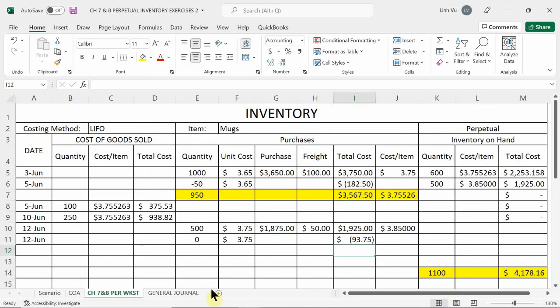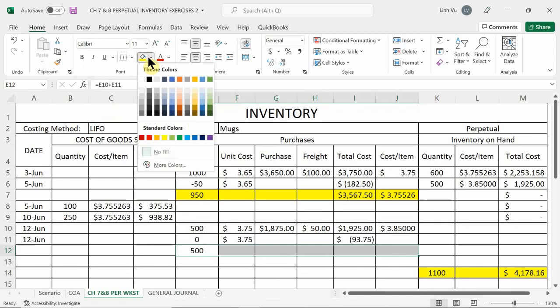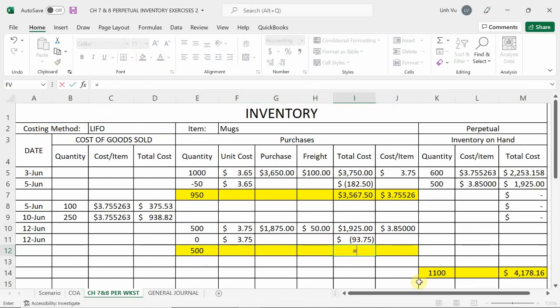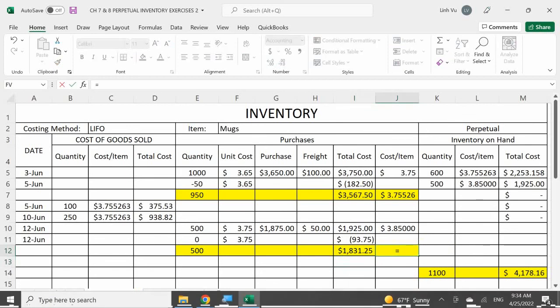So in this case, we need to adjust our inventory accordingly. We no longer have this amount, right? In this case, we still have 500, right? Make this separate so you can see this is a calculated amount. Okay, so in this case, we now have $1,831.25. So what we need to do here is recalculate our average cost per item. I'm sorry, my cost per item.